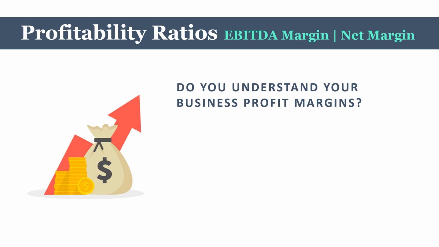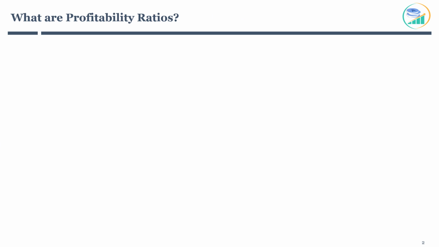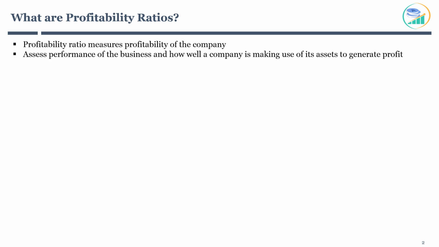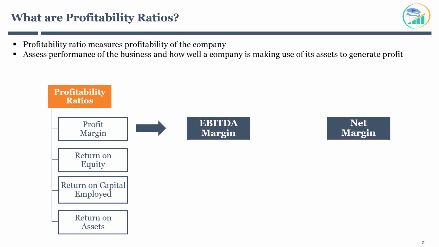In this session, I will cover key profitability ratios: EBITDA margin and net profit margin. As the name suggests, profitability ratio measures profitability of the company. It helps to assess performance of the business and how well the company is making use of its assets to generate profit. There are 4 main profitability ratios.